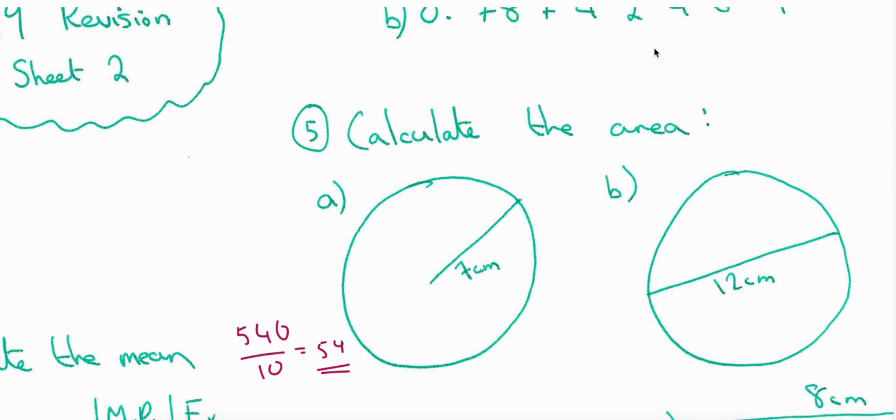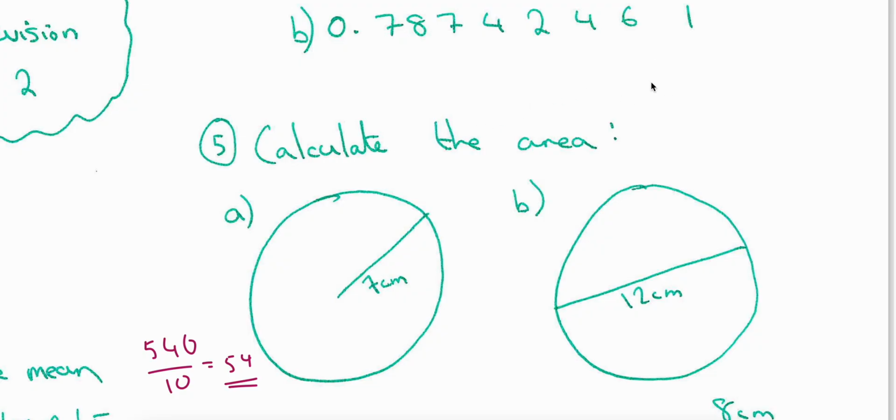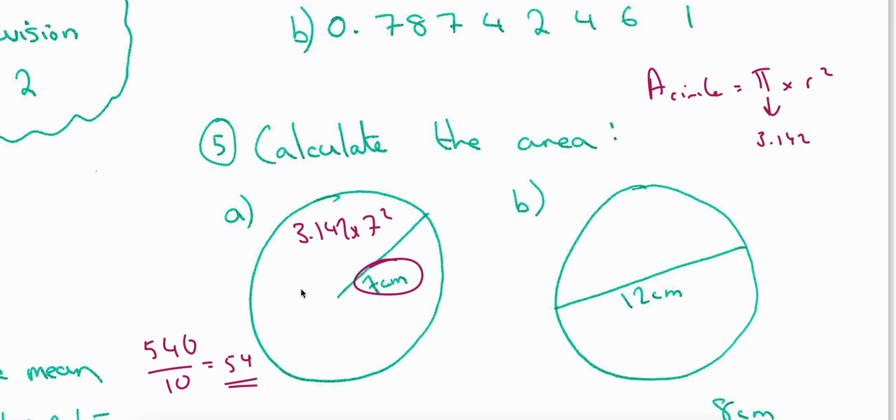Perfect. Right, next up, calculate the area. Area of a circle is equal to pi multiplied by the radius squared, and we know that pi is equal to 3.142, or you can use the pi button on your calculator, whichever you want to do. So for this one, we will do 3.142 multiplied by 7 squared, because in this case 7 is the radius. So 7 squared is 49 times 3.142, and that gives us 154.0 to 1 decimal place.